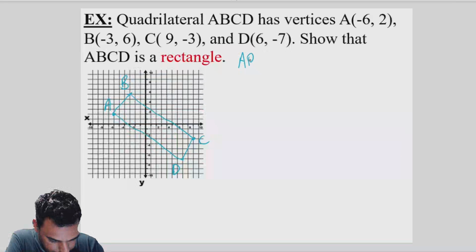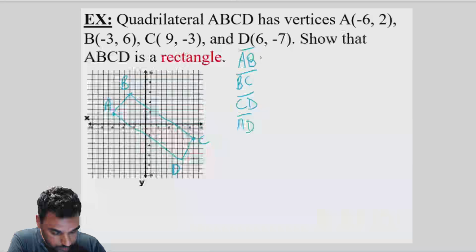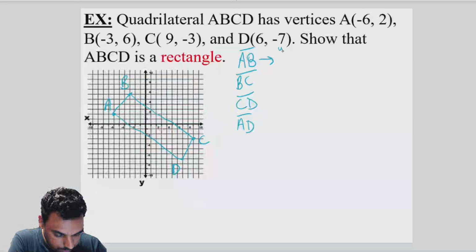So what are the four sides of the shape? We have AB, BC, CD, and AD. So it's up to you which method you want to use to actually find the slope. Some folks will want to use the formula. I'm going to just write that down. y2 minus y1 over x2 minus x1.